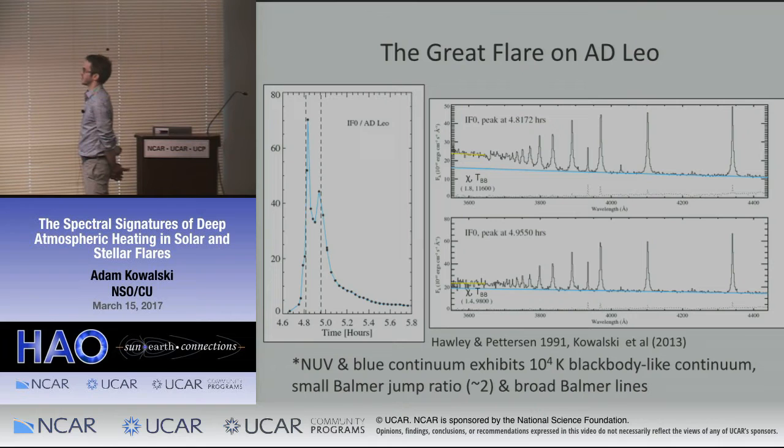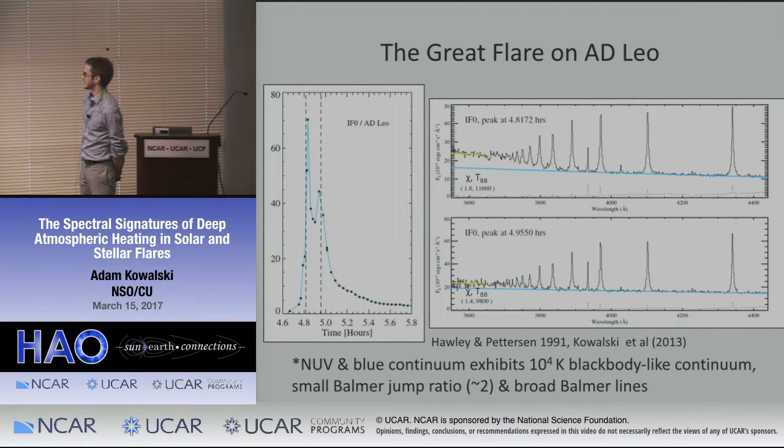One of the largest M dwarf flares ever observed, by my thesis advisor, Suzanne Hawley, was called the Great Flare on AD Leo. The U-band light curve is on the left. It increased by a factor of 70. There were several peaks there and it lasted several hours. They also obtained spectra around the Balmer jump. These are the first spectra really to show definitively what was happening with the continuum emission and the blending of the higher order Balmer lines.